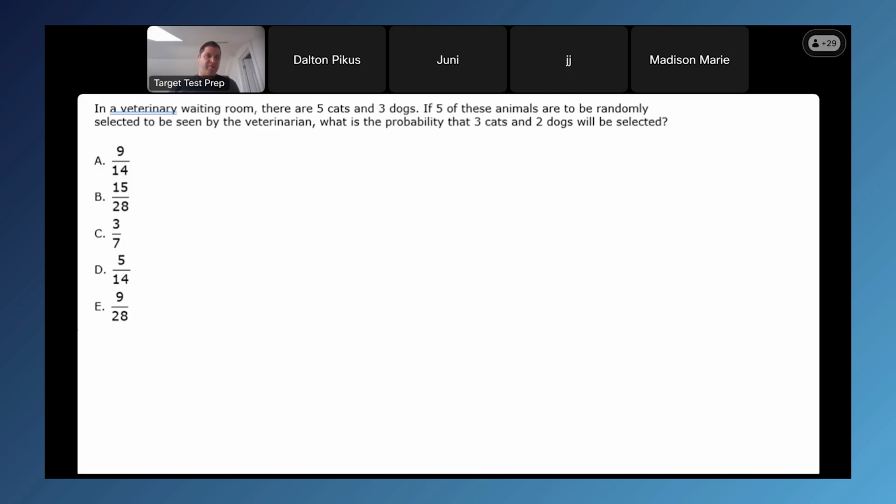If we just removed the "what is the probability" and said, how many ways can three cats and two dogs be selected? Does that remind you of a combination question? Yeah, exactly.